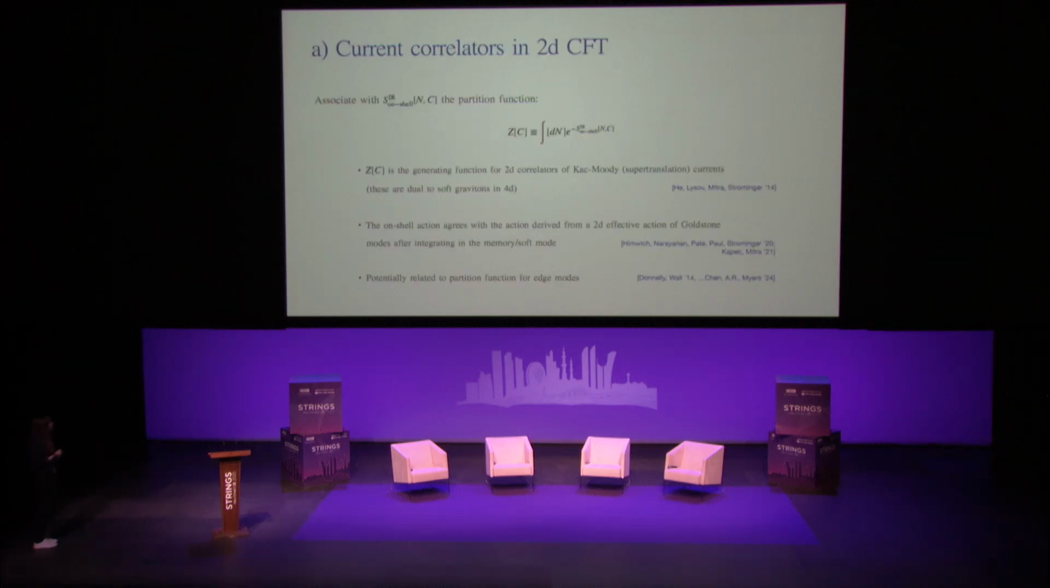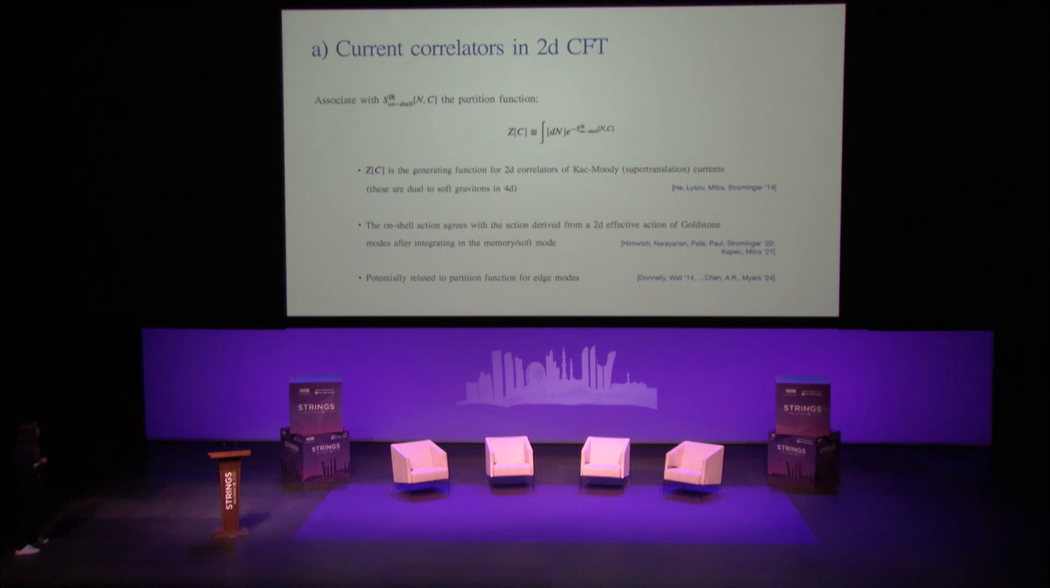As for the first point, let me be very brief on what's going on here. We can associate, in principle, even including these quadratic terms in n, this on-shell action in the infrared with a partition function given by integrating over these soft gravitons, basically of e to the minus S_IR. And due to this term that couples n and c, one can show that this is exactly the generating function for 2D correlators of Kac-Moody supertranslation currents. Those turn out to be directly related to the soft gravitons and hence to n. And so in particular, differentiating with respect to c generates Fourier correlators of these n modes. And those were shown a long time ago to be dual, as I said, with two soft gravitons in the bulk.